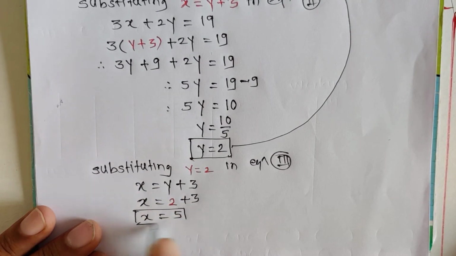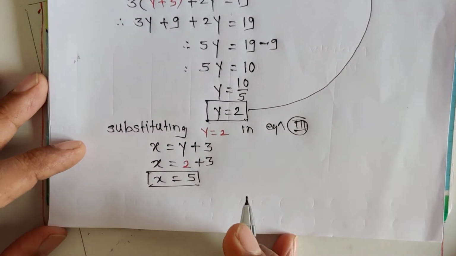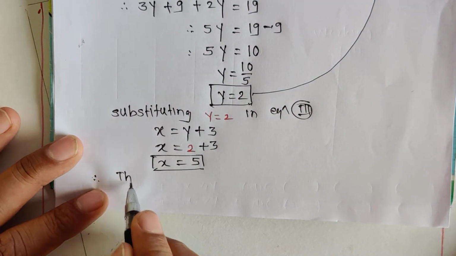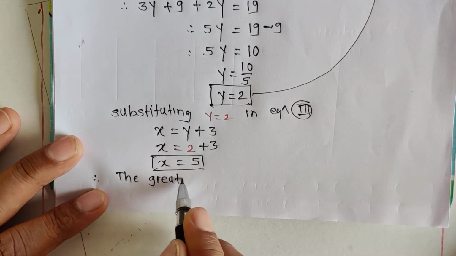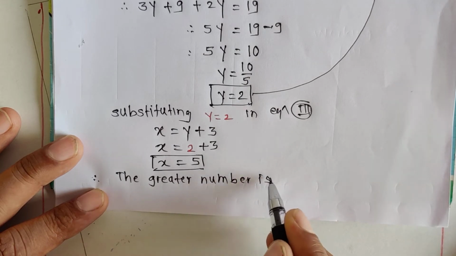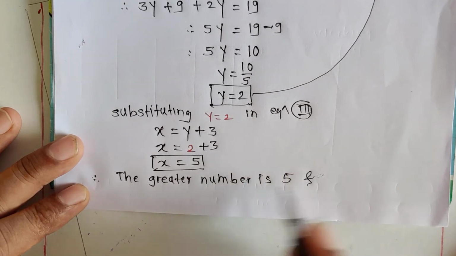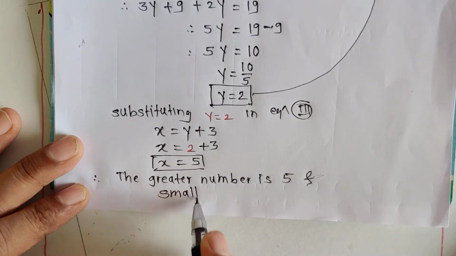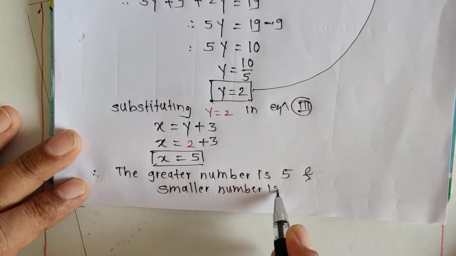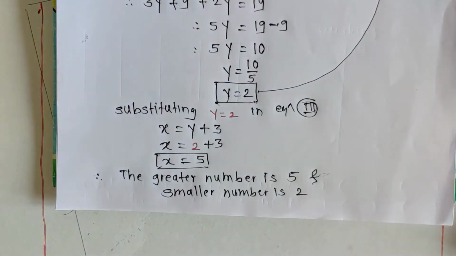So in this way we get both the values. Now whenever there is a statement sum, word problem, we have to write the answer in words. Therefore, the greater number is, which one is the greater? x, that is 5, and the smaller number is the value of y, that is 2. So the two numbers are 5 and 2.